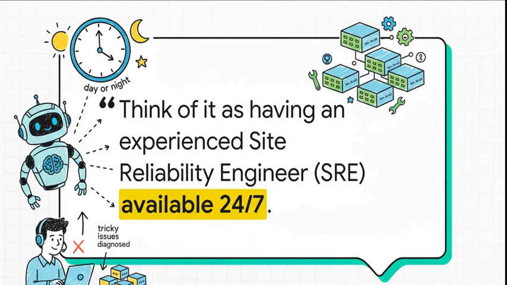You know, the best way to think about it is like having a senior site reliability engineer on your team 24/7. That one engineer who's seen everything, knows all the weird edge cases, and can just instantly figure out what's wrong. K8sGPT is like having that person available all the time, day or night. For any ops team, that is a massive force multiplier.